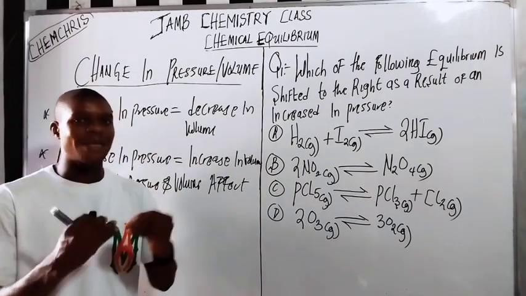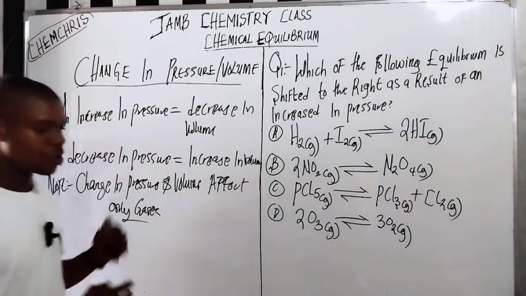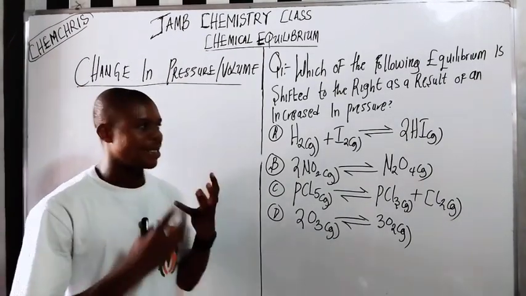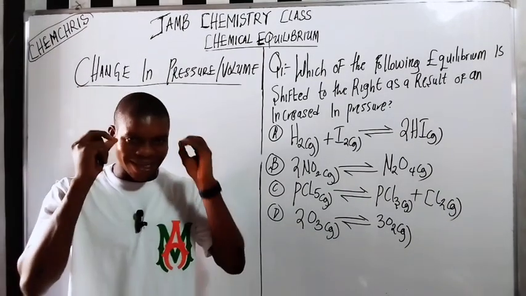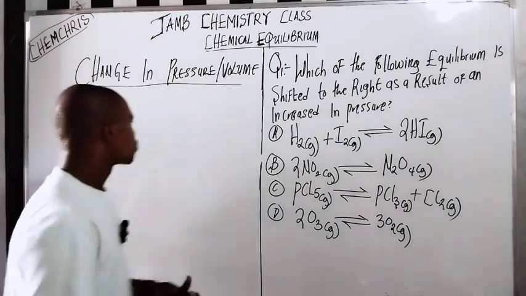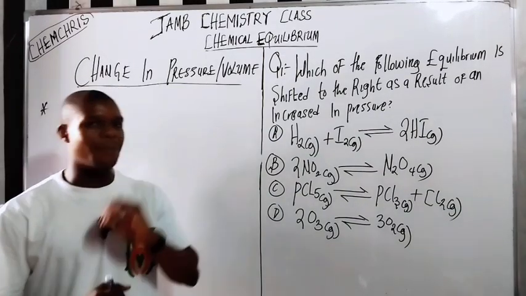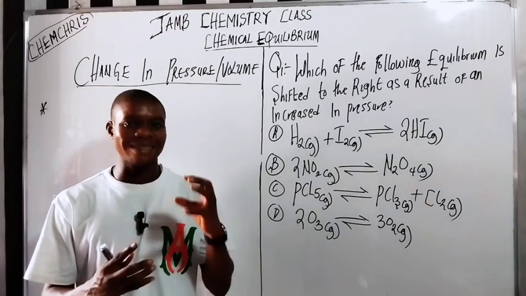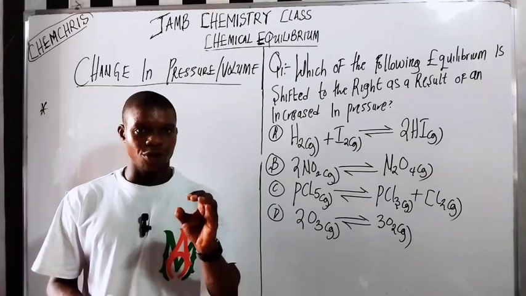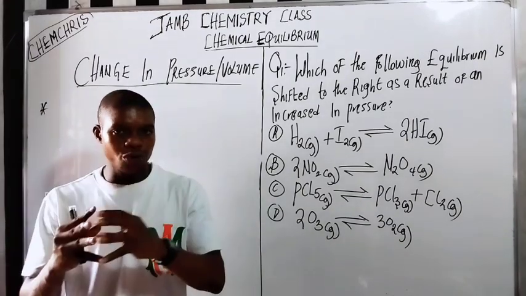How do you know that? So this is where I would explain to you. Look at something here. There are some key things to understand. When you have a question under this topic, there are some key things you need to put in your mind that will enable you to answer the question straight. So the first one is this: an increase in pressure. Remember, when I talk about increase in pressure, indirectly I'm talking about a decrease in volume. So an increase in pressure will shift the equilibrium to the side with fewer moles of gases.